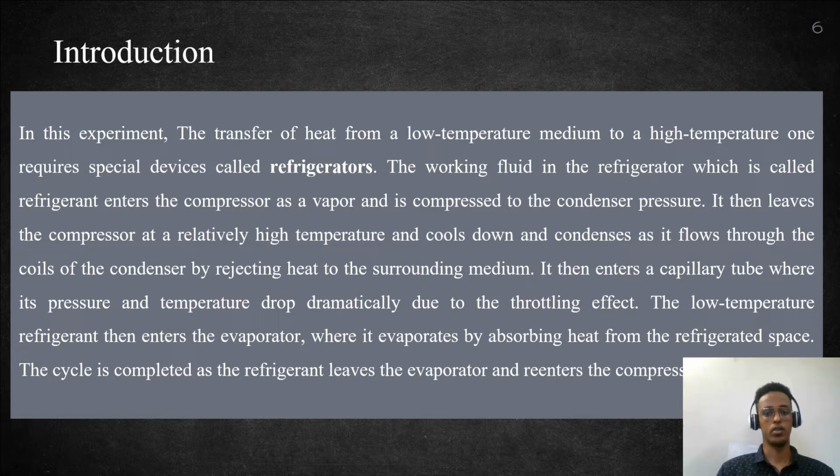It then leaves the compressor at a relatively high temperature and cools down and condenses as it flows through the coils of the condenser by rejecting heat to the surrounding media. It enters a capillary tube where its pressure and temperature drop dramatically due to throttling effects. Then the low temperature refrigerant enters the evaporator, where it evaporates by absorbing heat from the refrigerated space. The cycle is completed as the refrigerant leaves the evaporator and re-enters the compressor.